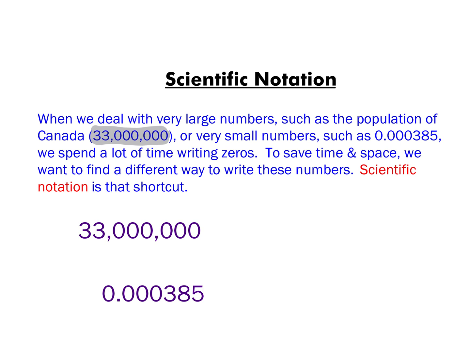Or very small numbers, like 0.000385. Both of those numbers have a lot of zeros in them. And we don't want to have to write a bunch of zeros. So to save time and space, we want to find a different way of writing out really big numbers and really small numbers. Scientific notation is that way.